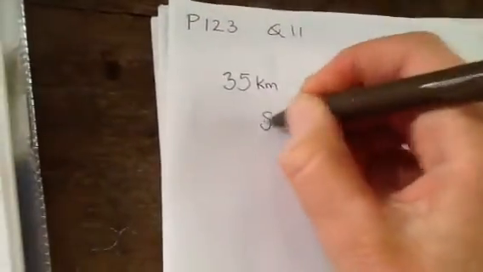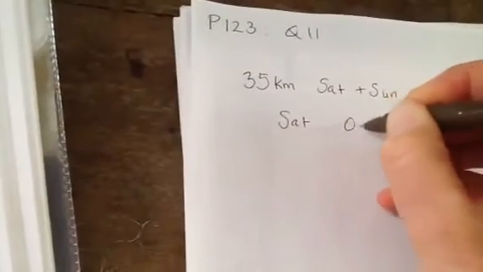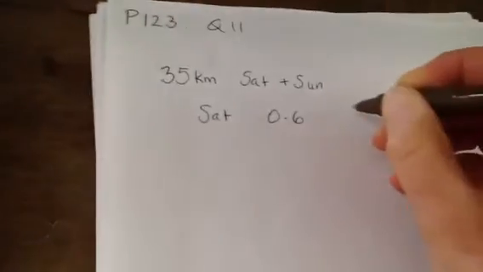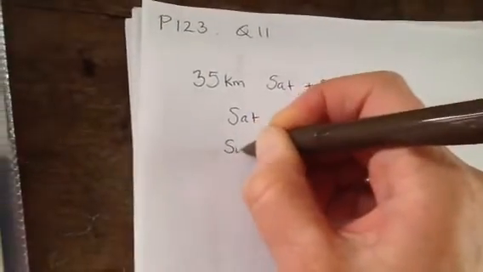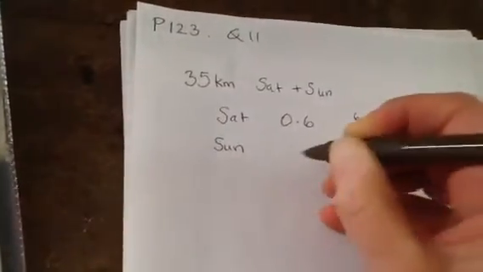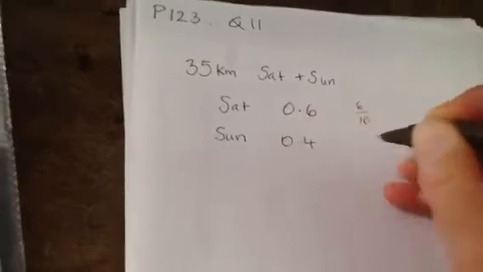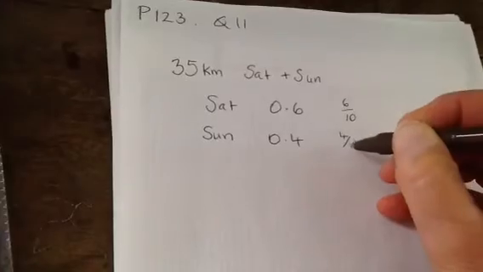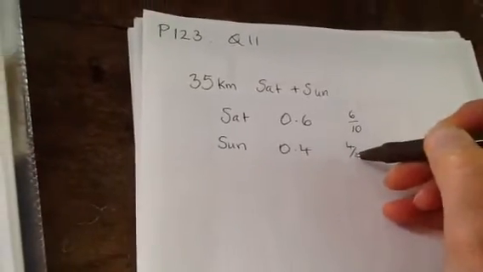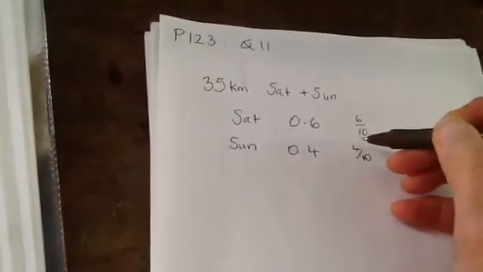So Saturday, she ran 0.6, which is the same as 6/10. So then I can work out that on Sunday, she must have run 0.4 or 4/10, because I need my fractions to add up to 1, don't I? So 6/10 and 4/10 would make 10/10. That's the whole lot.